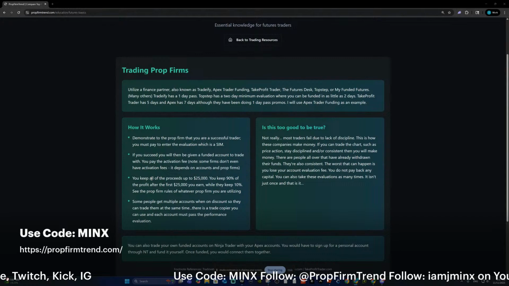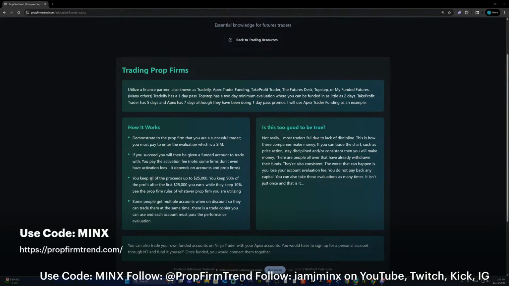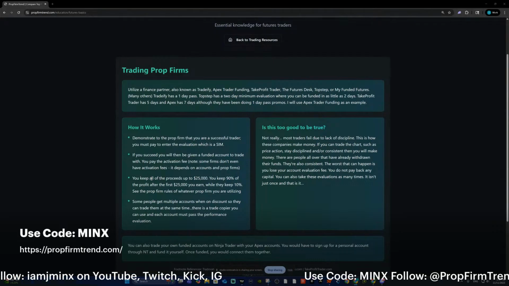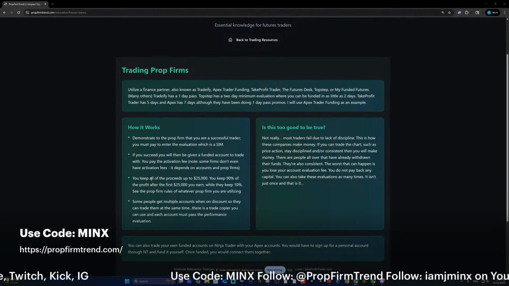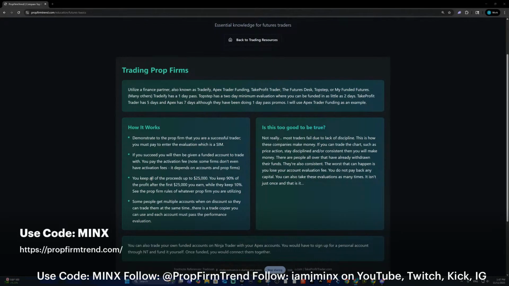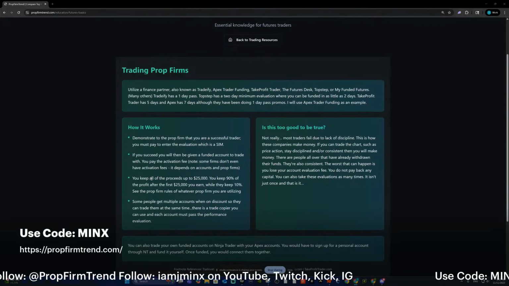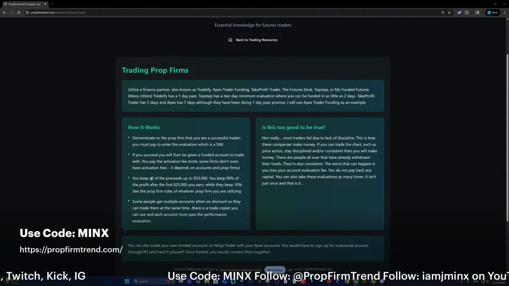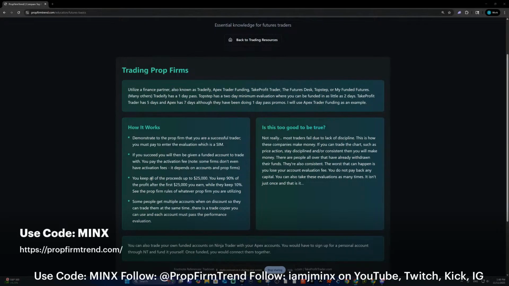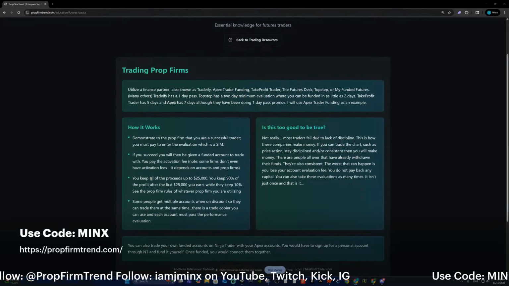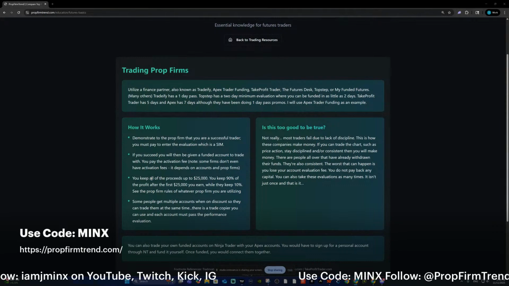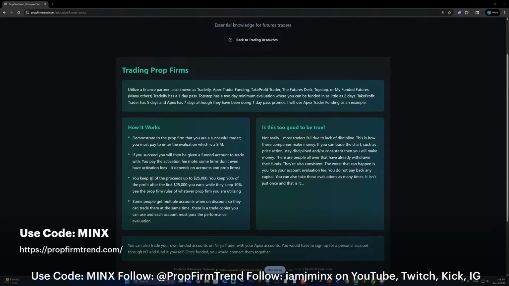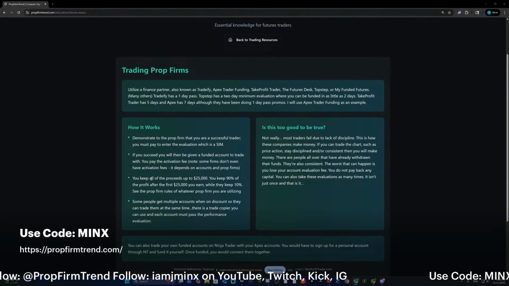Some people will get multiple accounts when on discount so that they can trade them at the same time, and there's a trade copier you can use for each. Each account must pass the performance evaluation, as they are all standalone accounts. It's gone viral over the past couple of days about a trader that made 1.7 million trading prop firms in 3 days. And that was not on one account. He had 5 accounts that he was trade copying, and that was the total of all of the accounts.